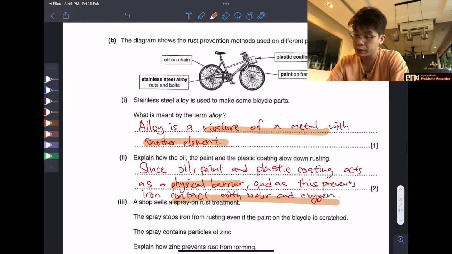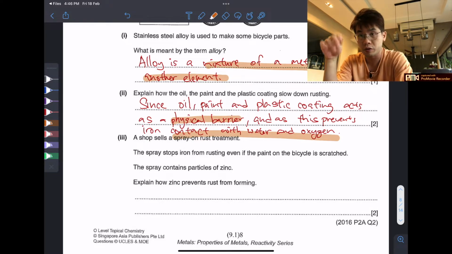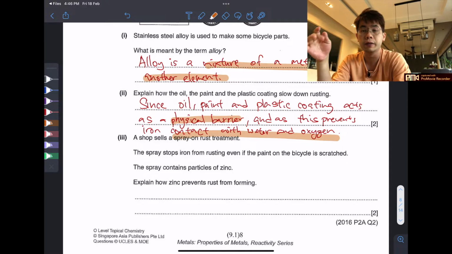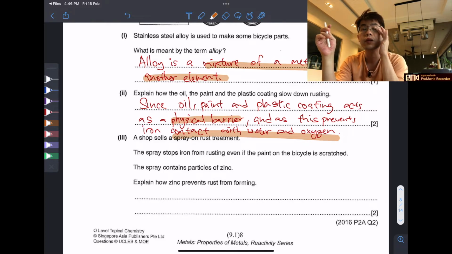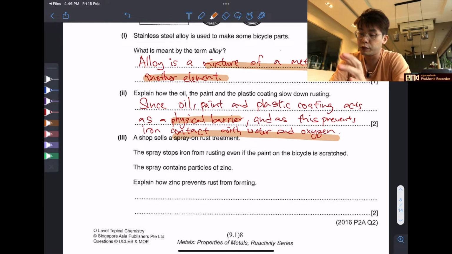Okay, next. The shop sells a spray-on rust treatment. The spray stops iron from rusting even if the paint is scratched. Usually we know that with a physical barrier, when we scratch it, it will rust. However, in this case, it stops it even when scratched. Now these particles contain zinc. And we know from our reactivity series that zinc is actually more reactive than iron. So explain how zinc prevents rust from forming.